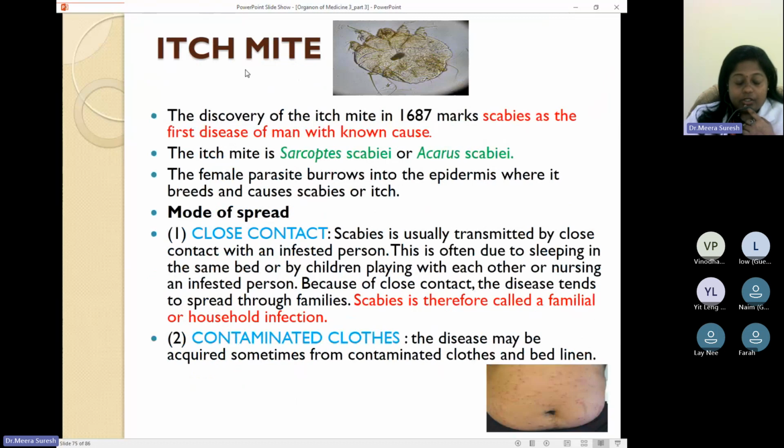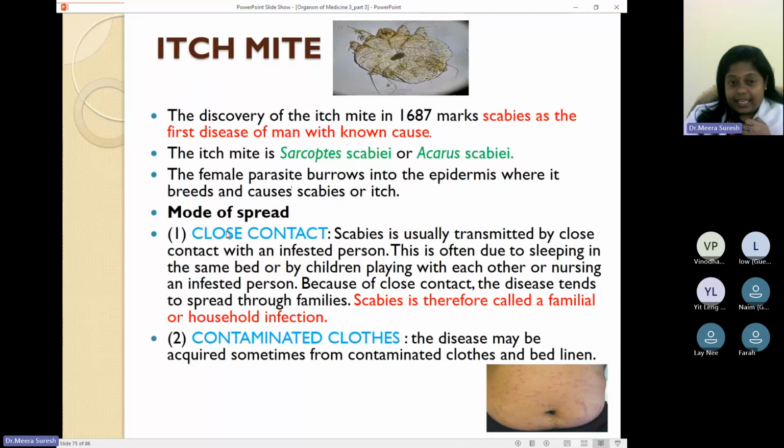Then the itch mite, which I'm very sure you might know, causes scabies. The discovery of the itch mite in 1687 marks scabies as the first disease of man with a known cause. The itch mite is also called Sarcoptes scabiei or Acarus scabiei. This may sometimes be asked in MCQs. The female parasite burrows into the epidermis where it breathes and causes scabies or itch. This is how the infection looks.